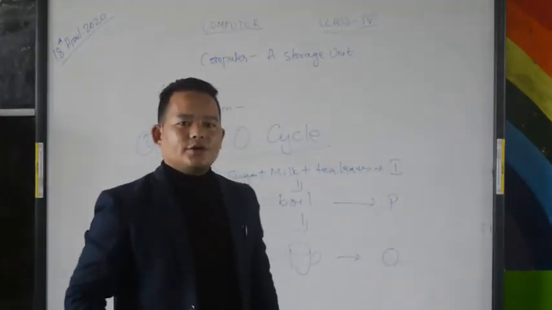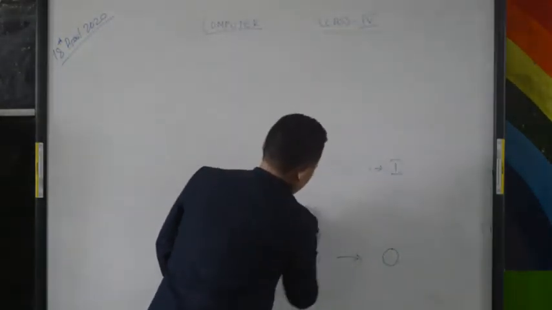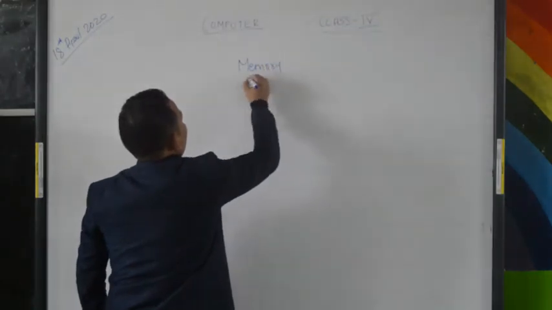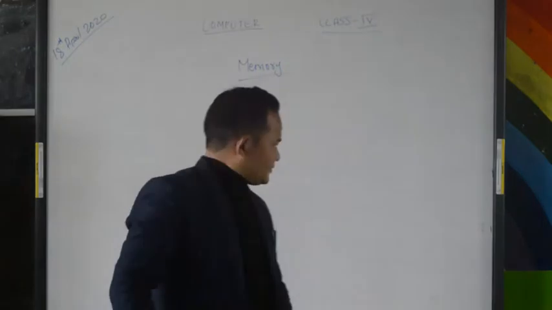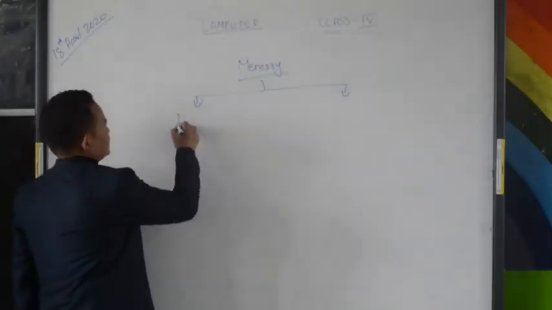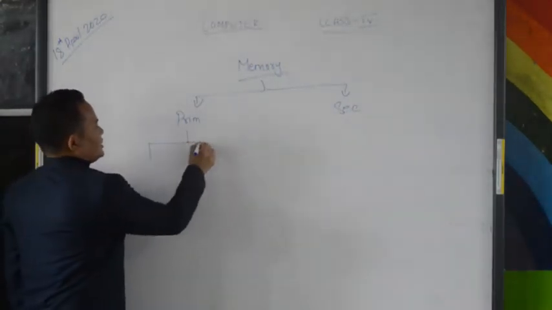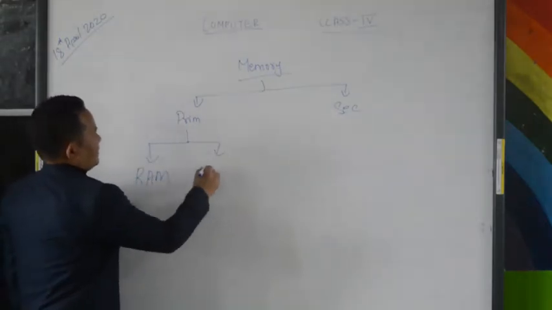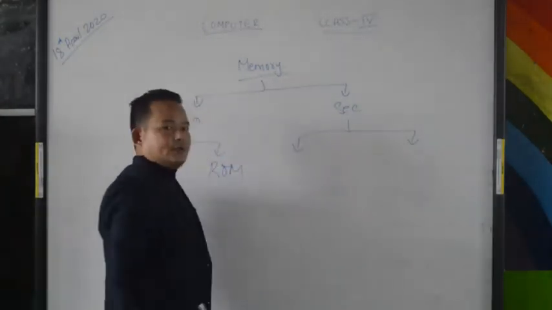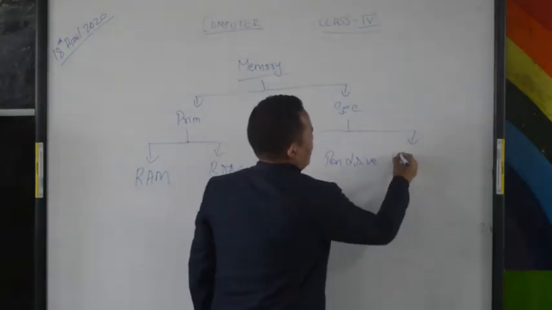Okay, now next we are going to study types of memory. Computer memory is of two types: number 1 is primary and number 2 is secondary. Primary memory is again of two types, that is RAM and ROM. And secondary memory has different types like CD, pen drive, hard disk, etc.